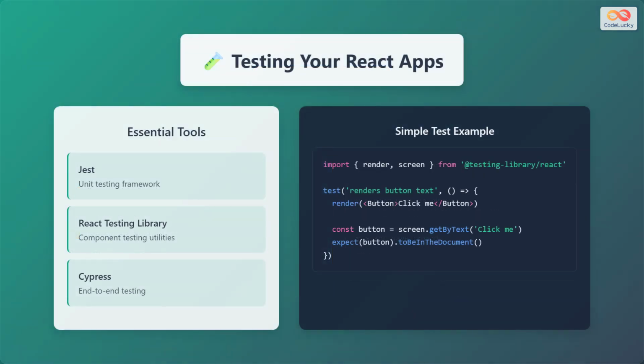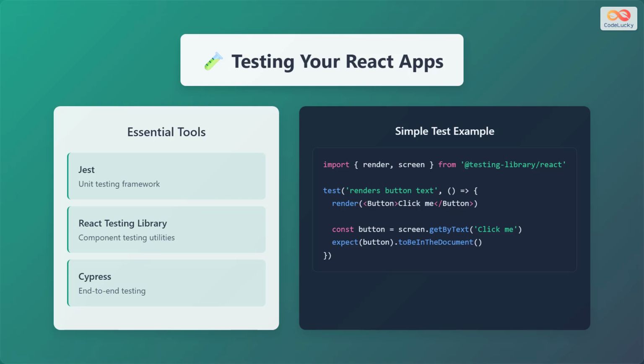Let's discuss testing. It's essential to ensure the quality and reliability of your React applications. Some essential tools are Jest, a unit testing framework, React Testing Library, which provides utilities for testing components, and Cypress for end-to-end testing. A simple test example looks like this.